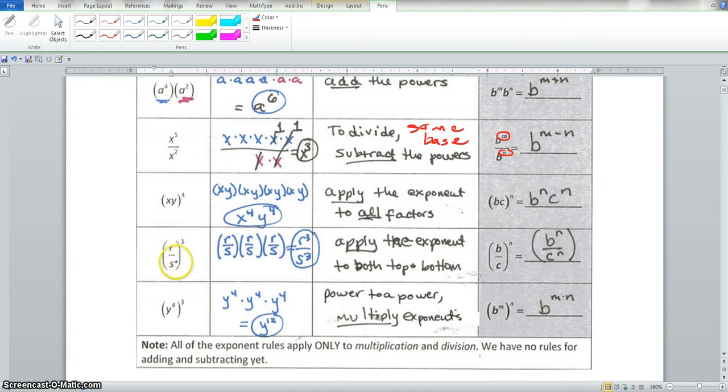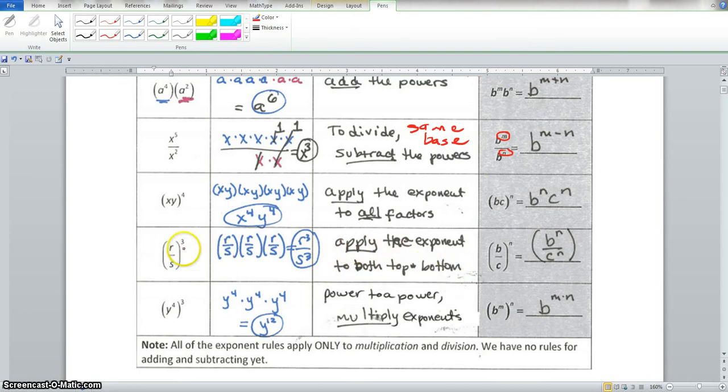Now we have r over s in parentheses to the 3rd power. That means this whole fraction is taken to the 3rd power. So we have r over s times r over s times r over s. Then we multiply straight across, and we have 3 r's, which is r to the 3rd, and 3 s's, which is s to the 3rd. We want to apply the exponent to both the top and bottom.